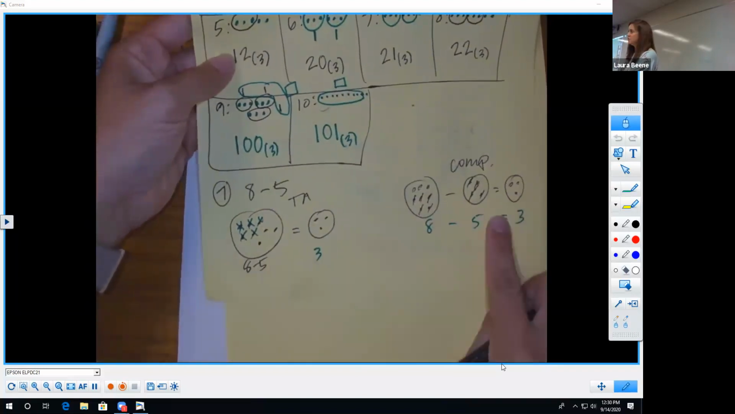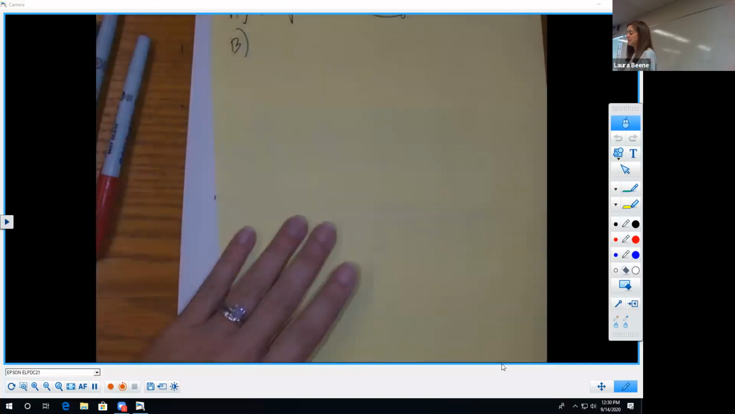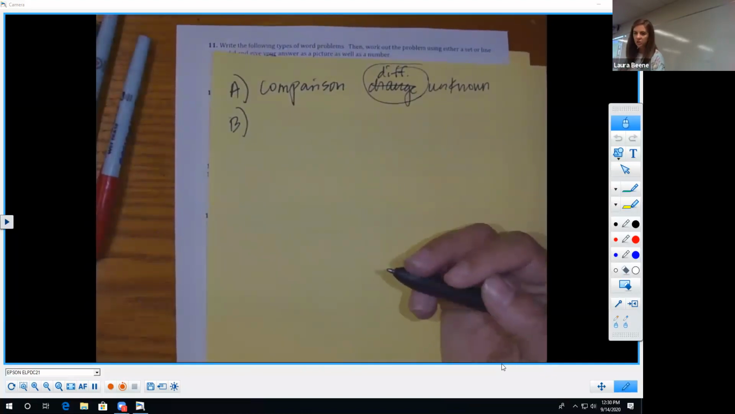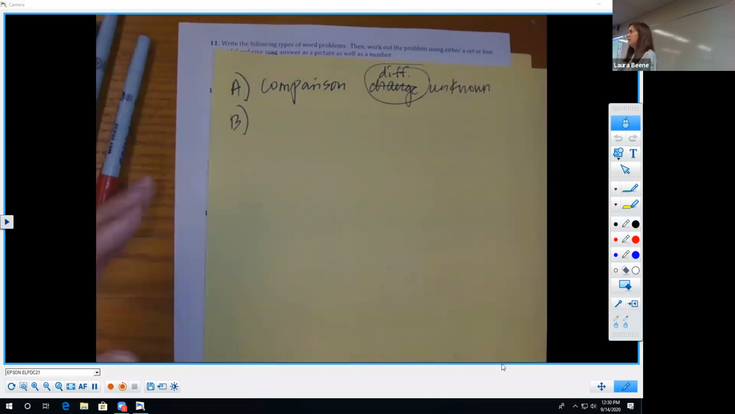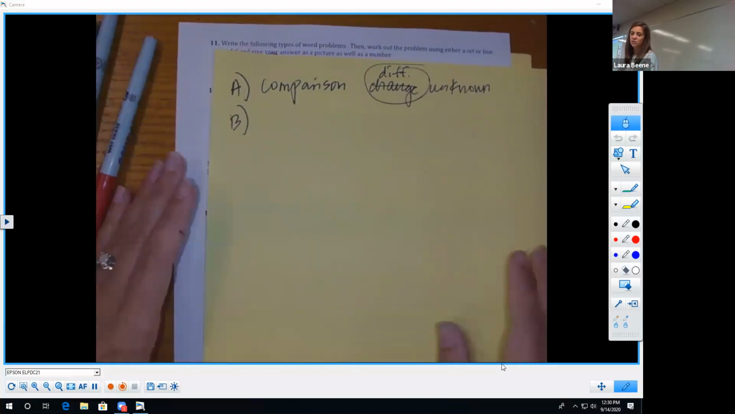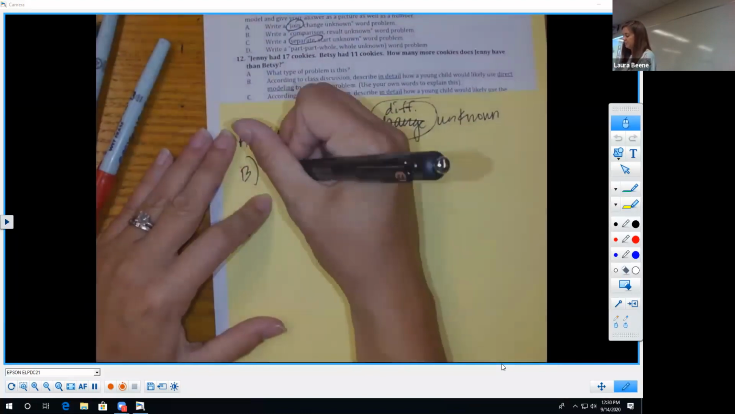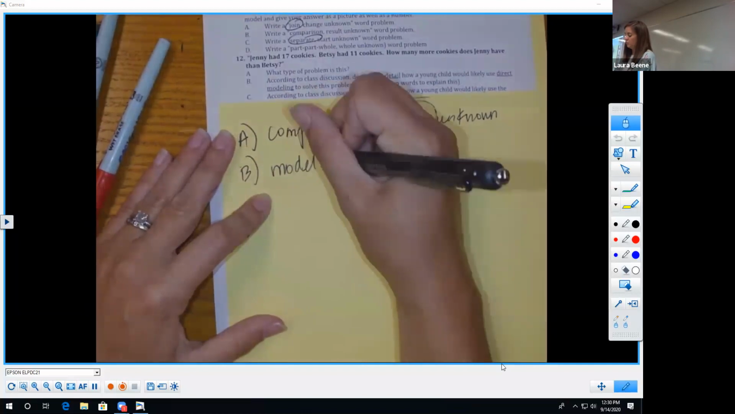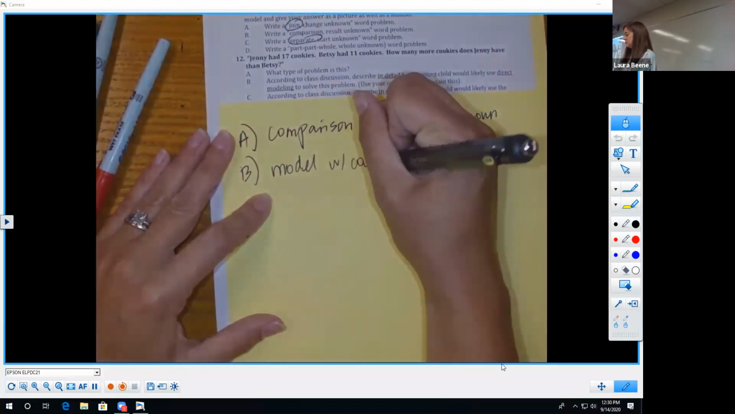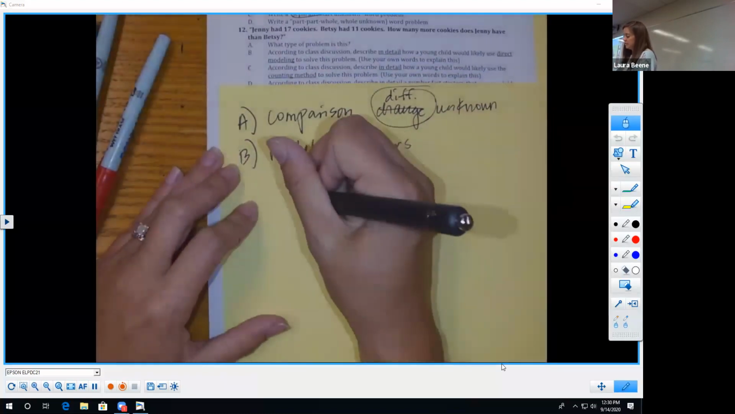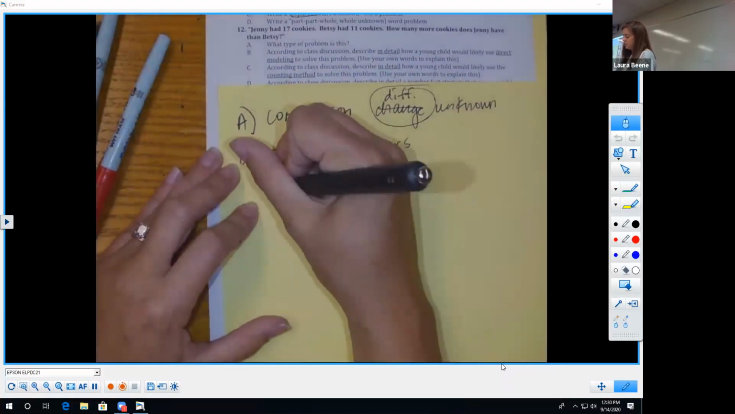You can do takeaway, you can do comparison, it doesn't matter. But that would be have 17 cookies or 17 counters or 17 Cheerios or whatever, have 11, and then compare them and see who has more. So for that part, you might just say model with counters or Cheerios or whatever you want to model with. So let's do Jenny first.